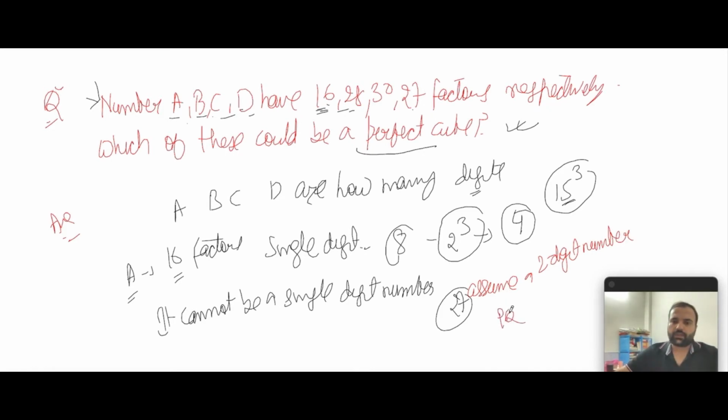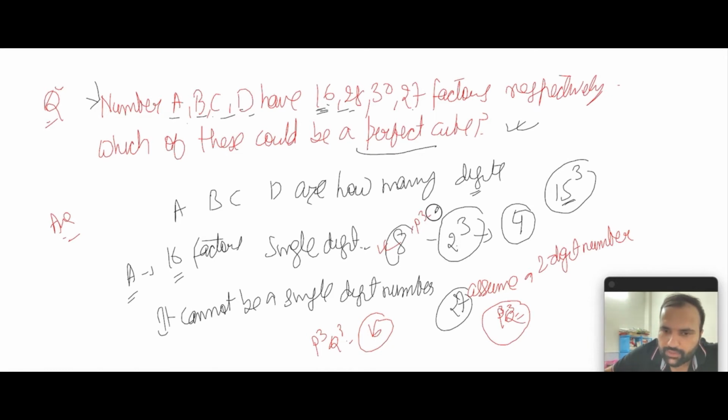PQ. Now for it to be a perfect cube, it has to have a power of 3 on P and a power of 3 on Q. So if it is P cube and Q cube, then the total number of factors that PQ would have is 16. No, wait, just focus again. When we were doing 8, we saw that 8 is 2 cube, or we can consider it as PQ, but the number of factors it would have is only 4, isn't it?